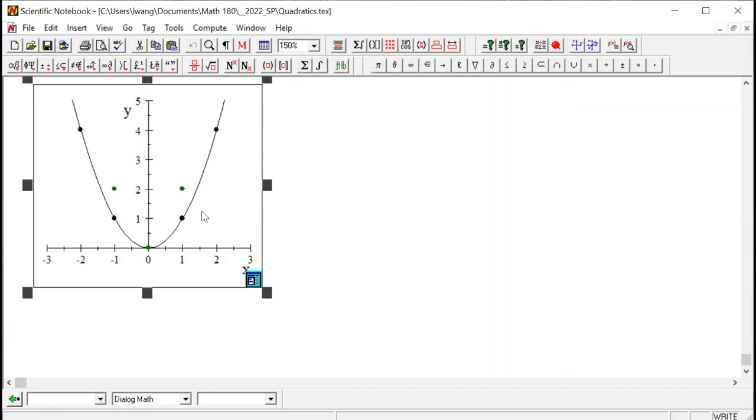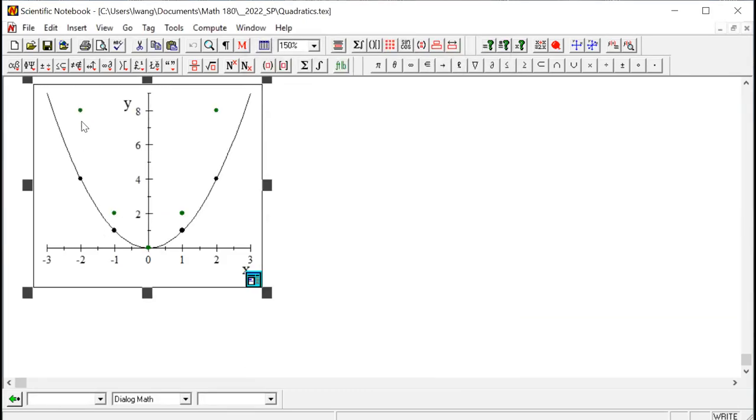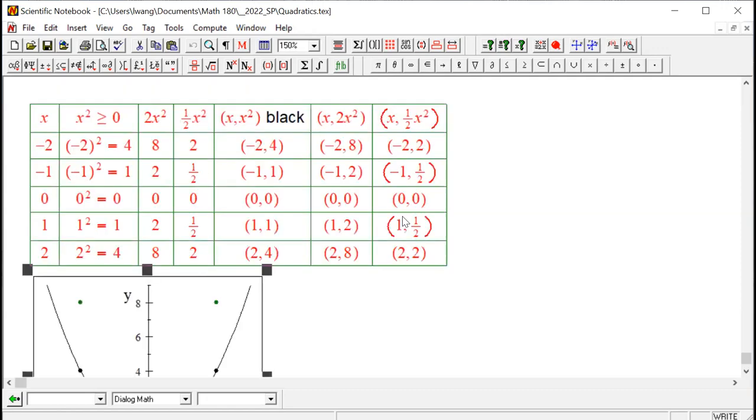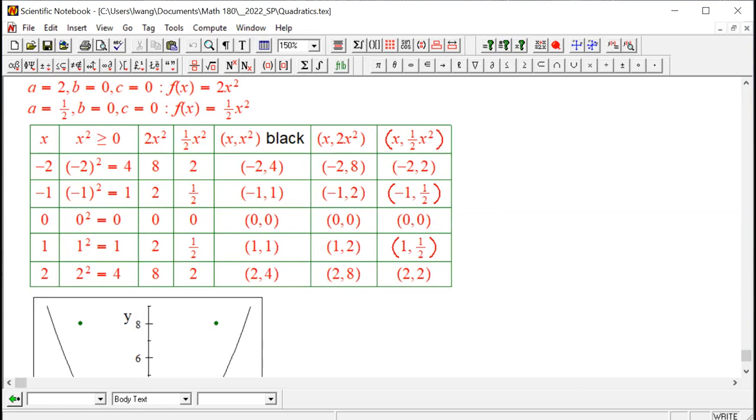So these are the dots, okay? You can see there's some dots not showing up, right? We have 5 points. So this one doesn't show up because I need to make some adjustment to the picture. So these are the green dots. Okay, the green dots are for 2 times x squared. So this color is going to be green.